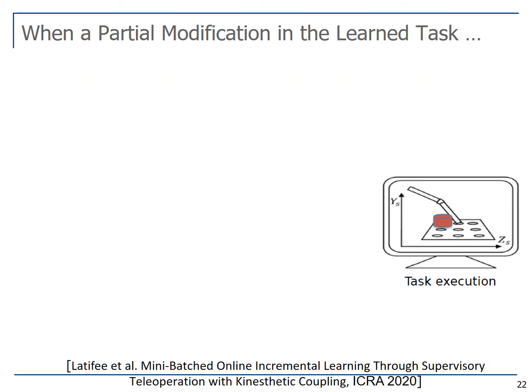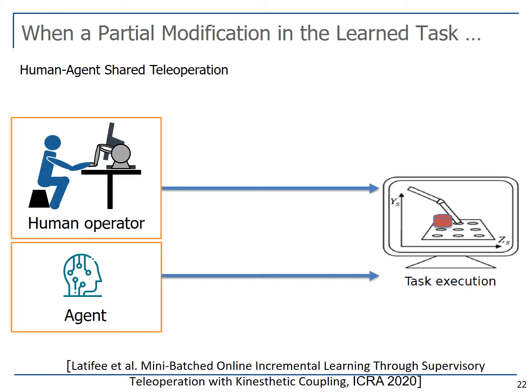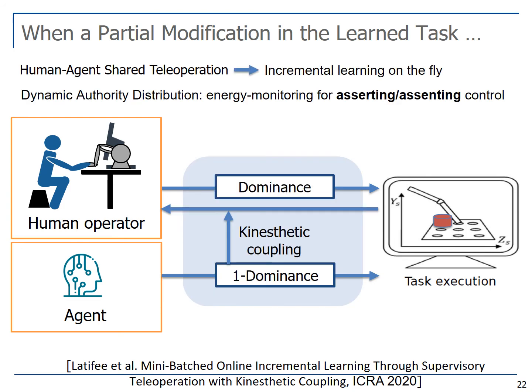But what if a slight change in the learned task or the slave environment occurs, like in this figure? A hole became blocked. An approach to solve this problem would be human-agent shared teleoperation, where the human takes care of the unexpected situation. What we propose in our ICRA 2020 paper is one step further: incremental learning on the fly.